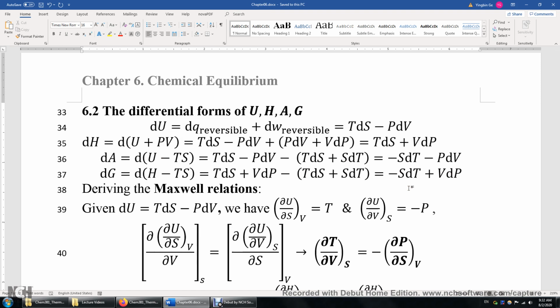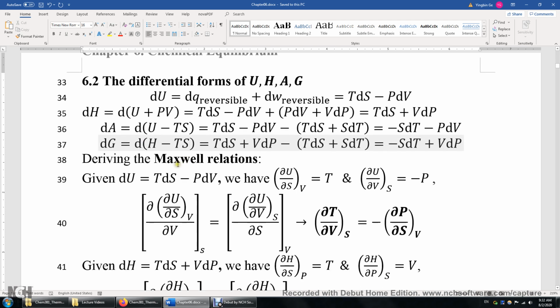So these differential forms are useful because if we have a fixed amount of a substance, we know when dT is 0 and dP is 0, then dG is 0. Also, we can use these four equations to derive the Maxwell relations.